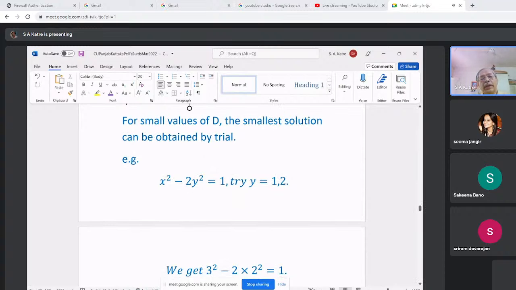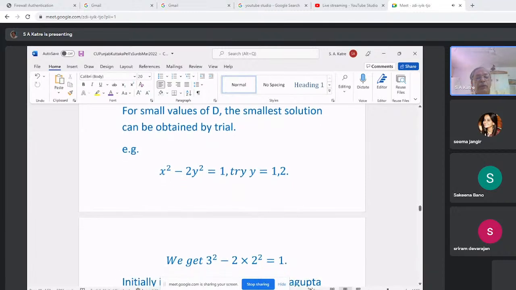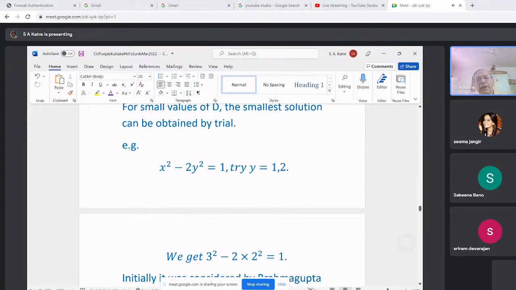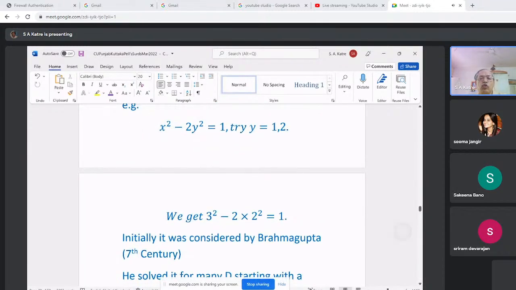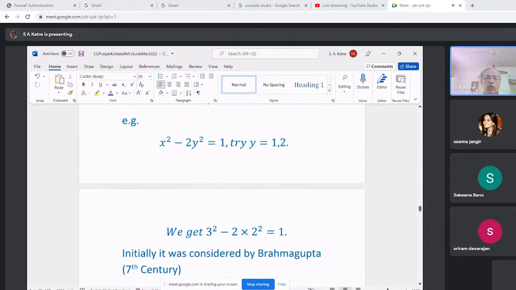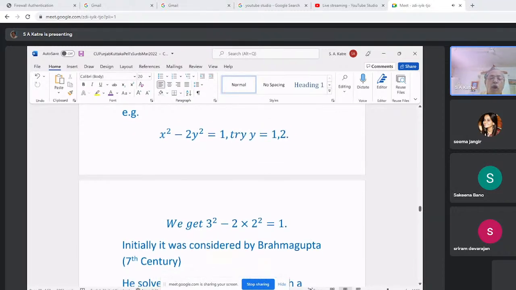So you go to the next value of y, take y equal to 2. So y equal to 2 gives us x square equal to 2 into 2 into 2 plus 1. That is 8 plus 1. So x square equal to 9 and x equal to, therefore, 3, or you can take minus 3 if you like. So 3 square minus 2 into 2 square is equal to 1. And you get (3, 2) as a solution. And you can also change the sign and you get other solutions. So by trial, when the value of d is small, you can solve this equation by trial also.